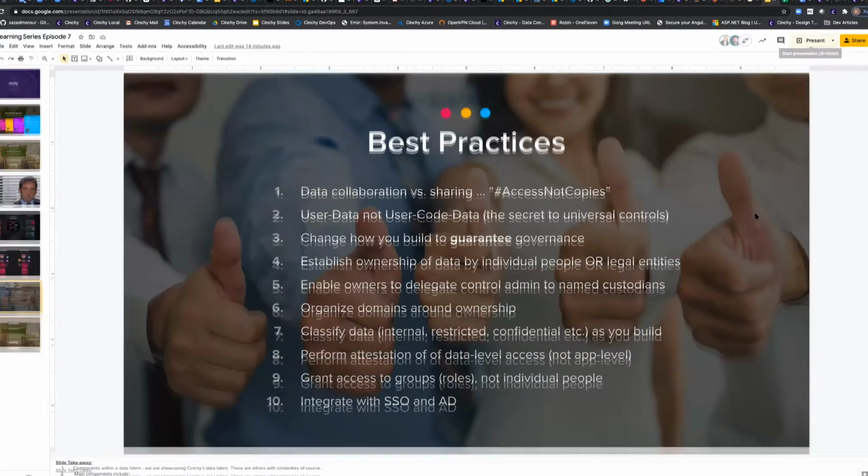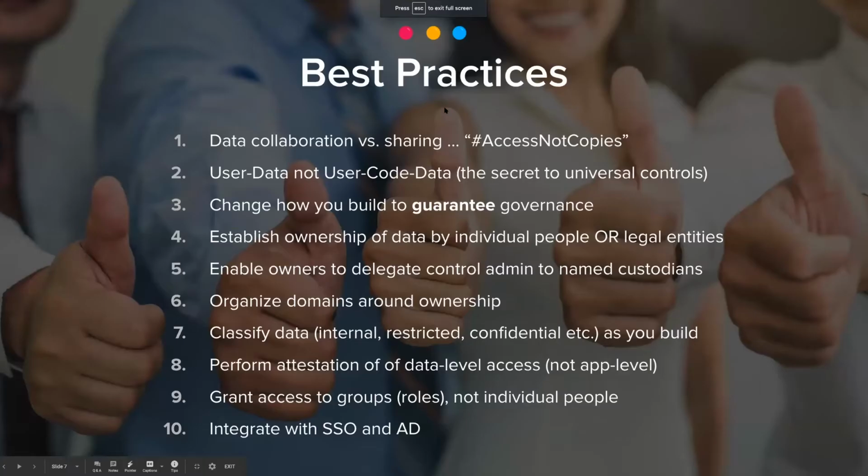And then just a couple more things to touch on. So in terms of best practices, you want to collaborate on data. You don't want to share information. So that's the whole paradigm of access, not copies. And that's exactly what we've demonstrated here. As the access changes, it immediately takes effect. You never lose control over that data. The second is this pattern of the data knowing who the user is, and so the user to data direct relationship, not the user to code to data. And that is truly the secret to having universal controls.